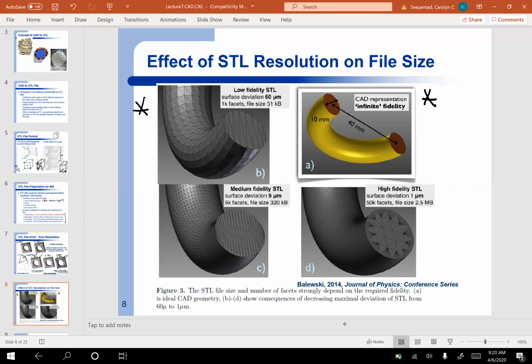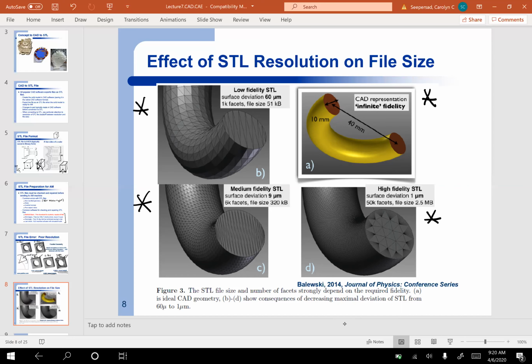Here, if we continue to lower that surface deviation, which is our chord height from the previous slide, to 9 microns, then we've got 6,000 facets and a file size of 320 kilobytes. All right, no problem, not so bad. Then if we go over here to the bottom right to a high fidelity STL, now the surface deviation is a micron, right? So we can barely even see the triangles that are representing this part. We've got 50,000 facets and a file size of 2.5 megabytes, and that's just for this channel.